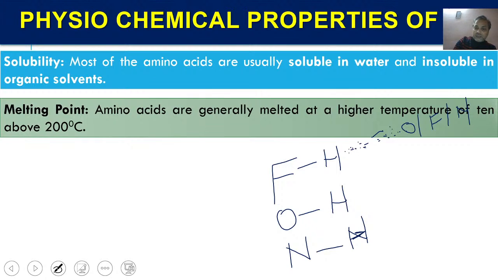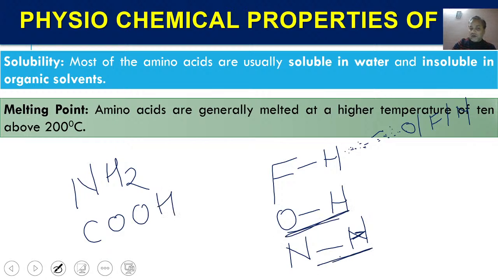In the amino acid we have the NH2 group, the amino group, and we have the COOH group. We have this also and this also. This is OH and this is NH. So both groups can form hydrogen bonds.